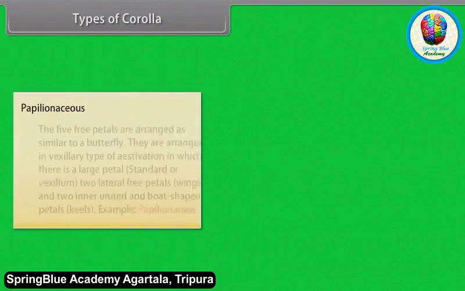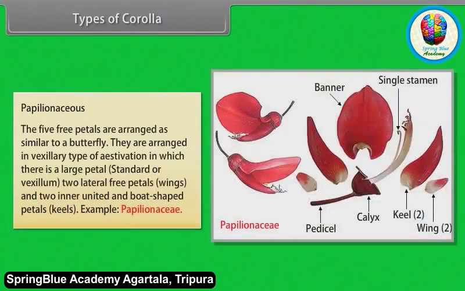Papilionaceous. The five free petals are arranged similar to a butterfly. They are arranged in vexillary type of estivation in which there is a large petal, standard or vexillum, two lateral free petals, wings, and two inner united and boat-shaped petals, keels. Example, papilionaceae.